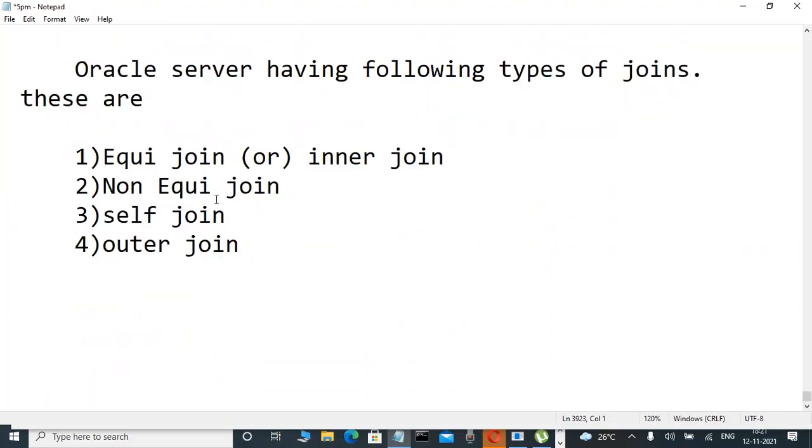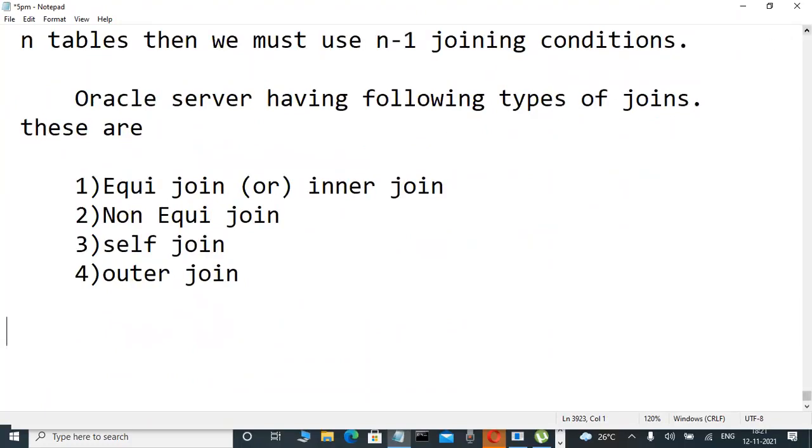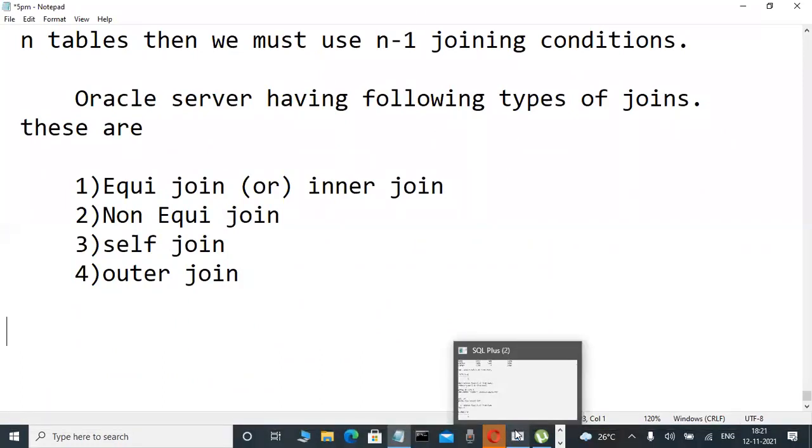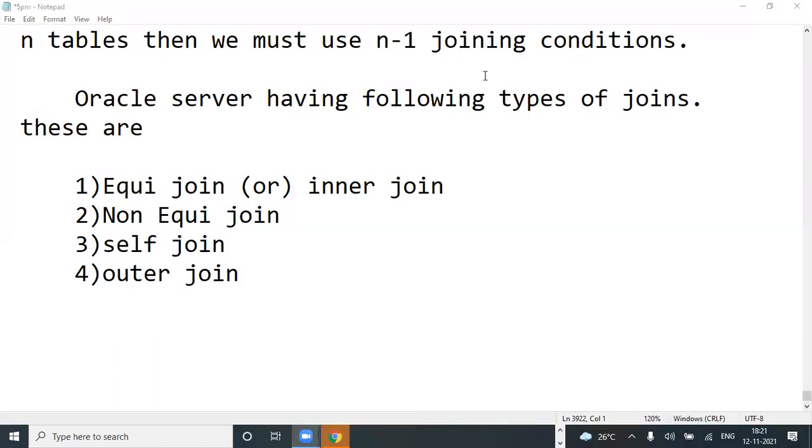Now write it. Oracle server having the following types of joins. These are: first one, equi-join or inner join. Second one, non-equi-join. Third one, self-join. Fourth one, outer join. Observe it. Don't disconnect. Very important. These are all the things.